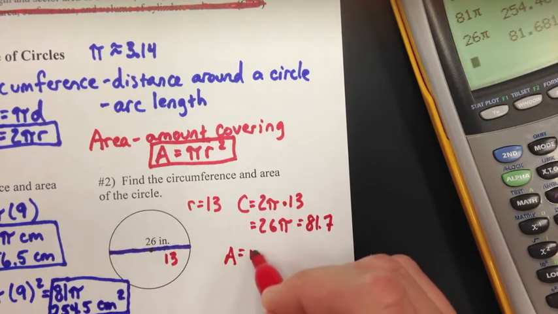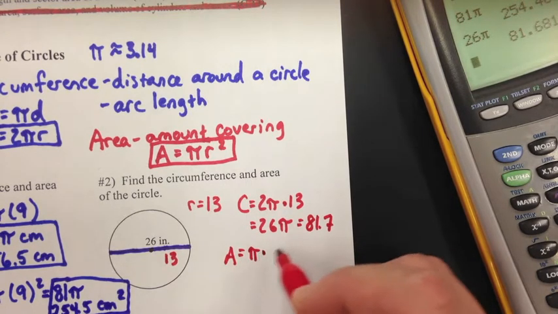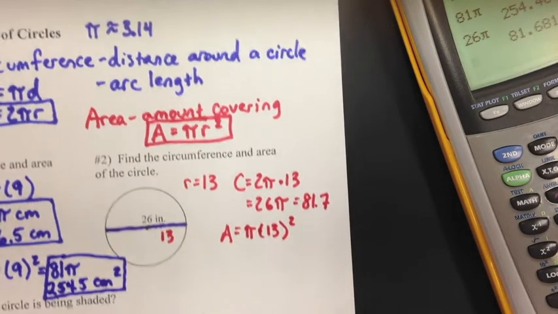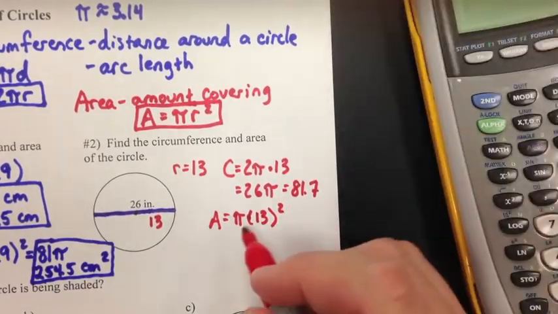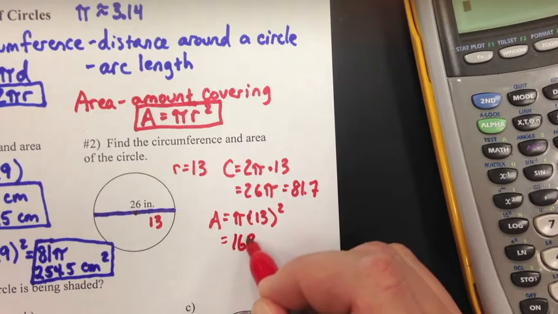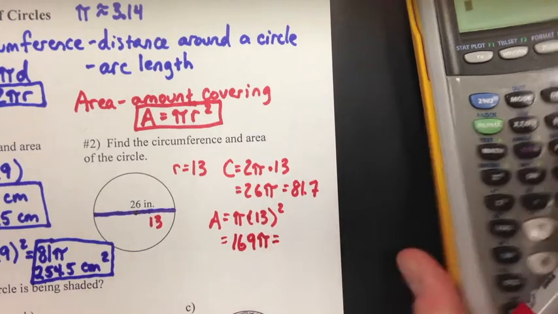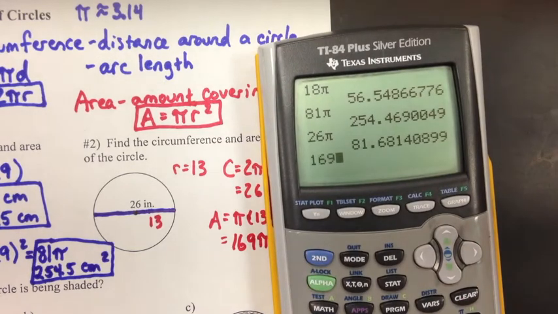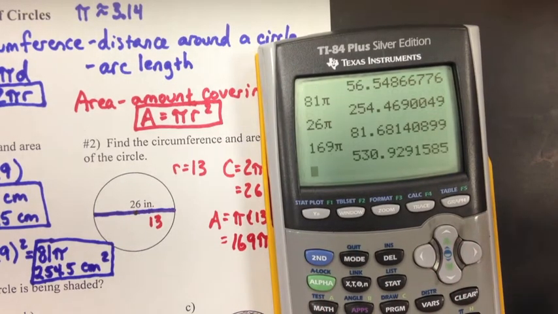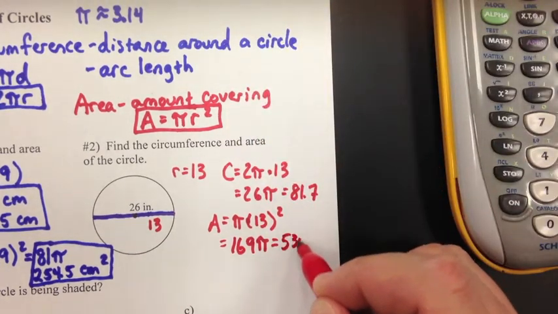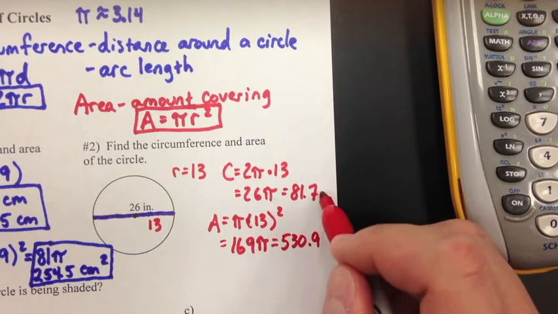Area is pi r squared, so pi times 13 to the second power. Now 13 squared is 169, so we have 169 pi, or that would be 530.9. So 530.9. Now let's see, the circumference is in inches.